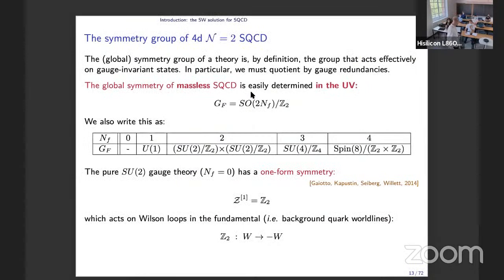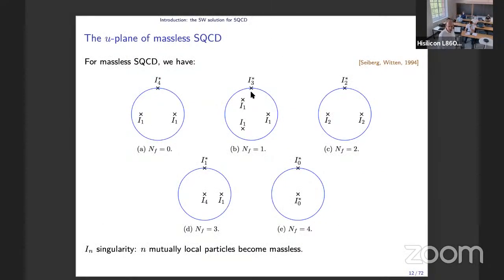In the massive case, the singularities will split. If you have generic masses, all the singularities split into I1s. So in general, there are Nf plus 2 singularities. In particular, the I4 star can split into 6 I1 singularities for generic masses.